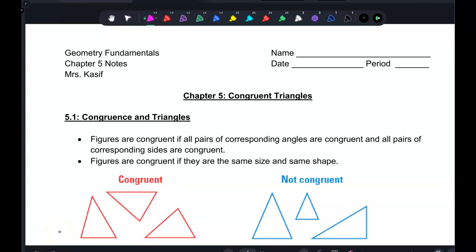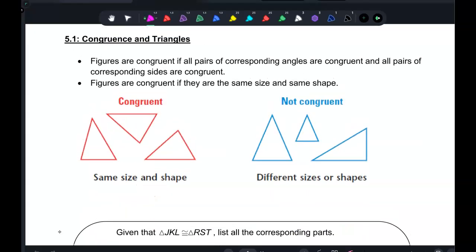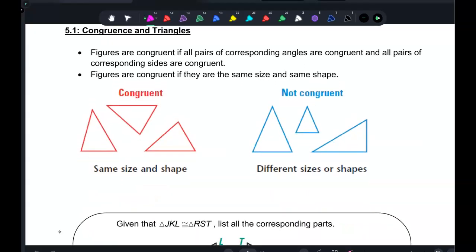Chapter 5. Okay, we are going to look at congruent triangles in chapter 5. Like I said, I really cut out a lot of the chapter, so we're only doing the really important parts of chapter 5. And starting with, what does triangle congruence mean? Or what does congruent mean?